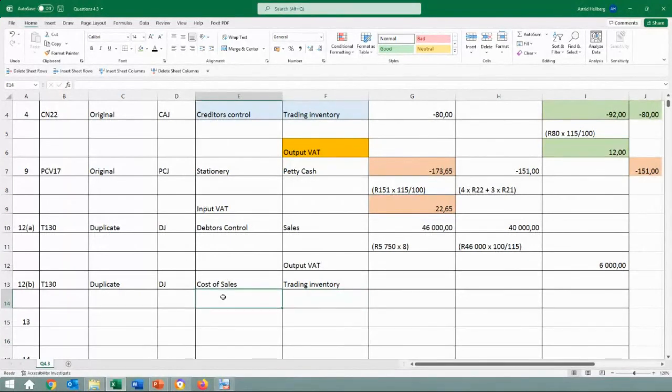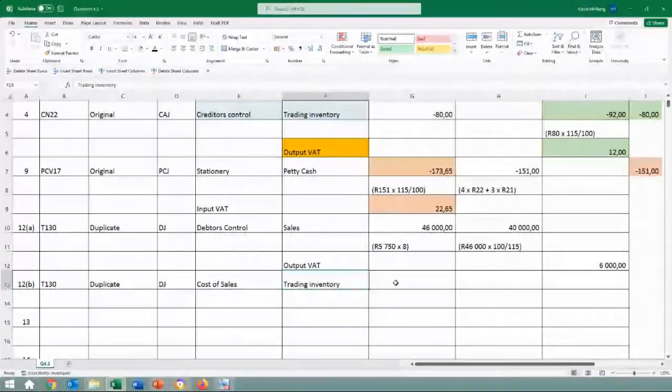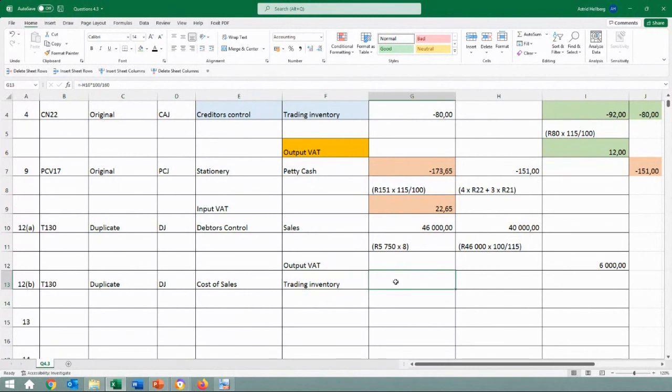we need to do what still? Do we need to do anything else? Do we have to put VAT on that transaction? No. So remember, the trading inventory will be the amount excluding VAT. So we do not actually have to account for the VAT.